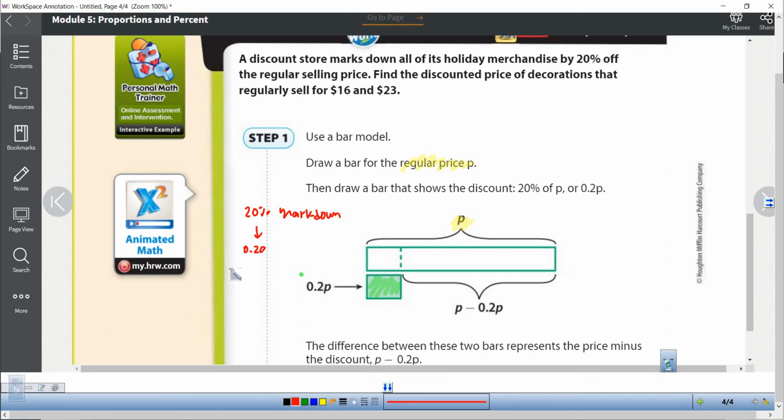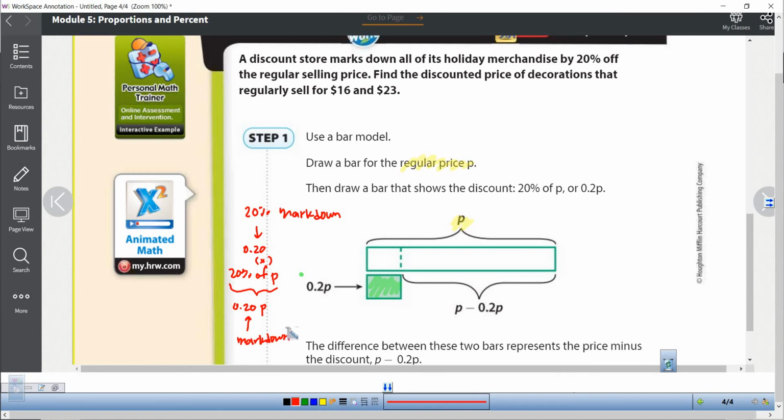But what do we want? It's 20% of our original price, right? And remember, what does that "of" tell us to do? Multiply. We're going to multiply, right? So 0.20. And remember, when we're working with variables, we do not use an x for multiplication. We simply put the number in front of the variable. That number is called the coefficient. So that part right there represents our markdown.